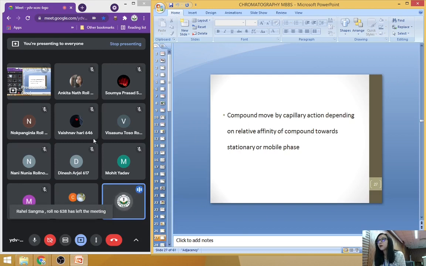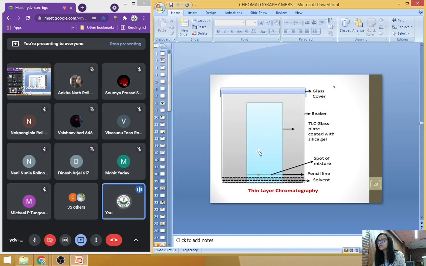How will the compound move? They will move by capillary action. So this is an example of thin layer chromatography. It is very small, okay, this thin layer chromatography glass plate, this is coated with the silica gel. It is very similar to paper chromatography, but there are various advantages of thin layer chromatography. Number one is it takes a shorter duration to complete than paper chromatography. So it is the same way only.